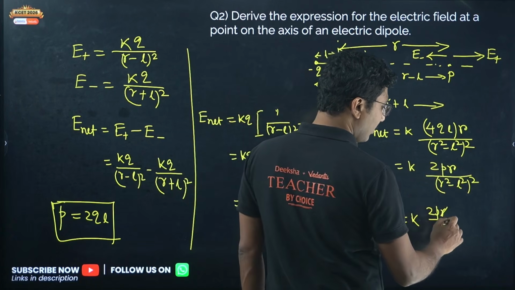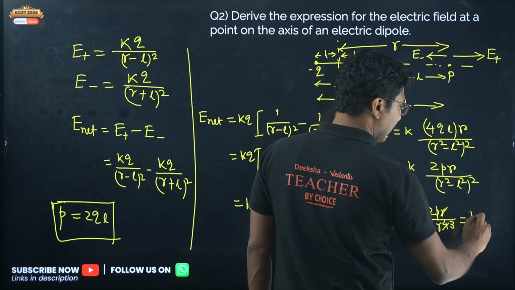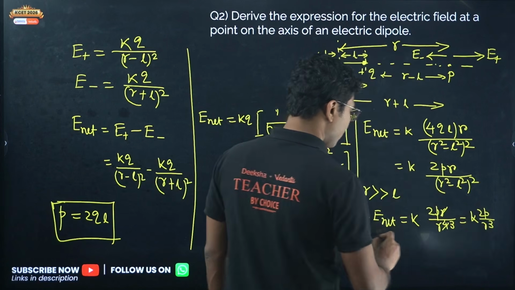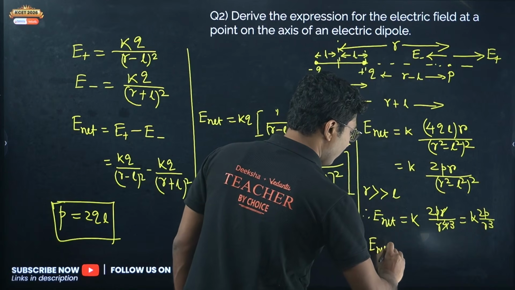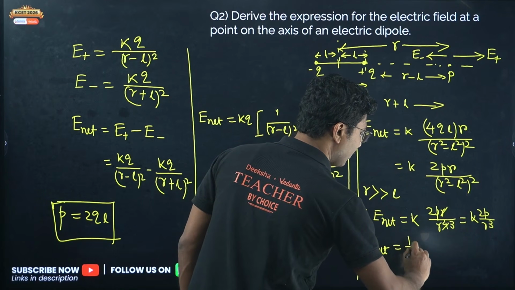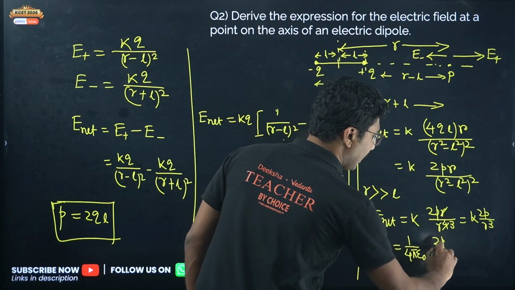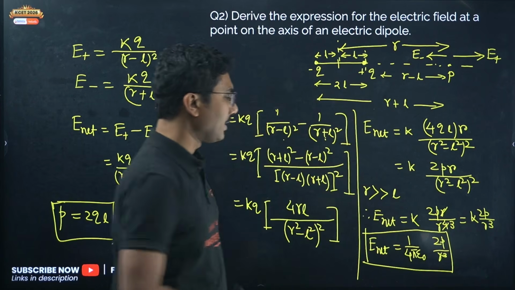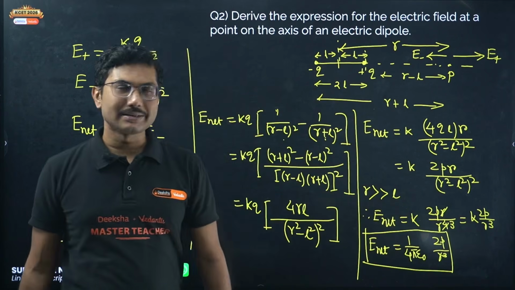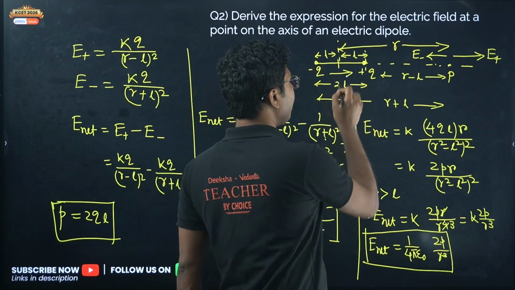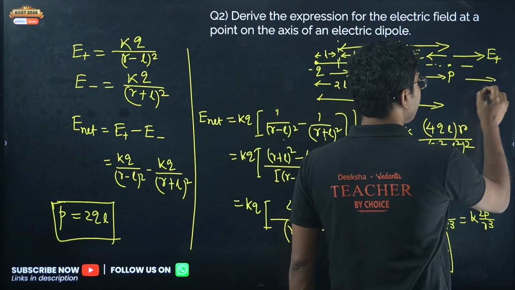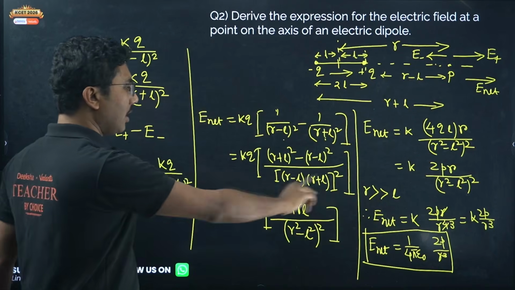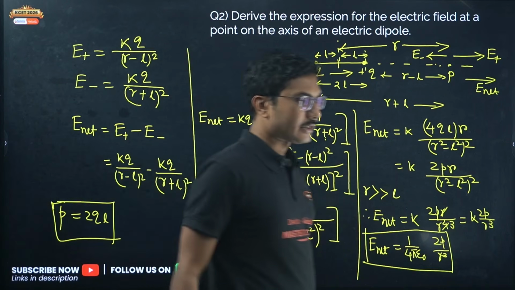Now one of the R will be cancelled, and we get K into 2P divided by R cube. So E net, final touch, is 1 by 4 pi epsilon naught times 2P by R cube. K is Coulomb constant, which is 1 by 4 pi epsilon naught. So this is the derivation. Now remember that the direction is same as dipole moment. The dipole moment is from negative to positive. The net electric field is also in this direction. If you add one more line, vectorial notation, you can add that E net is in the same direction as P.